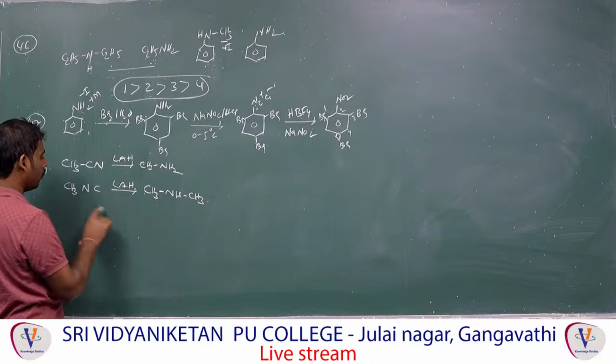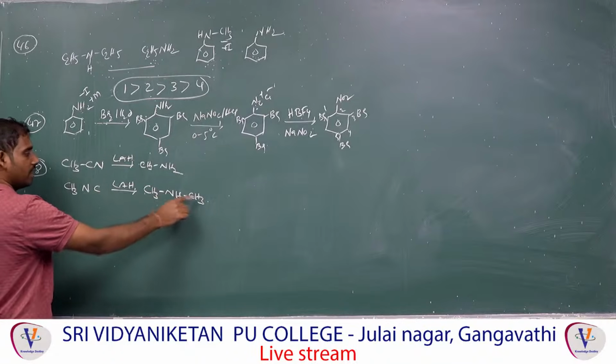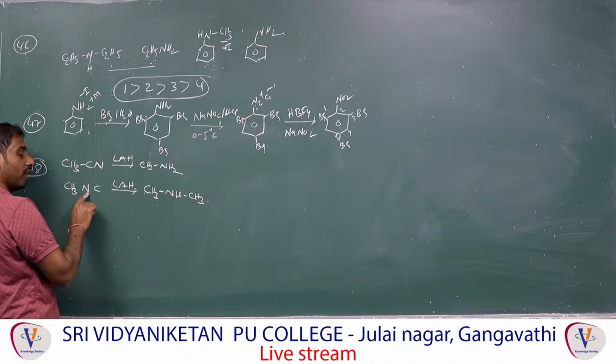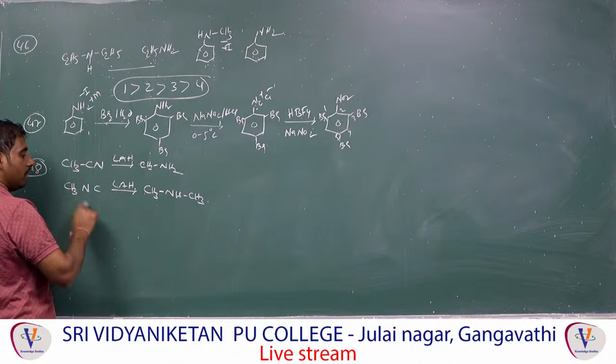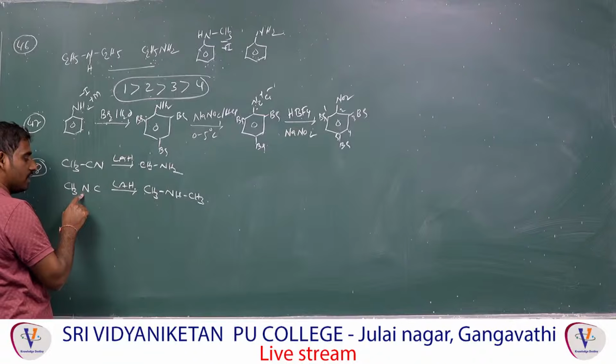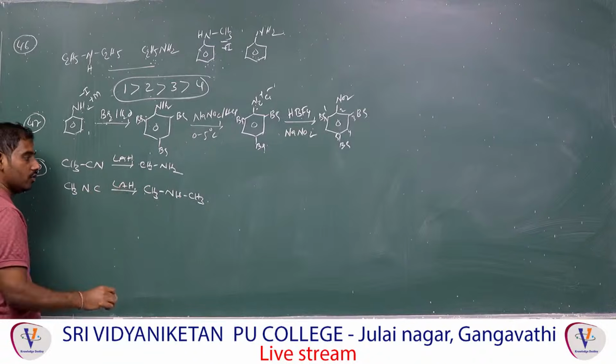CH3NHCH3. Now NC is converted to NCH3. That means adding of hydrogen, that is called reduction. The species that undergoes reduction is called the oxidizing agent. This is called the reducing agent.